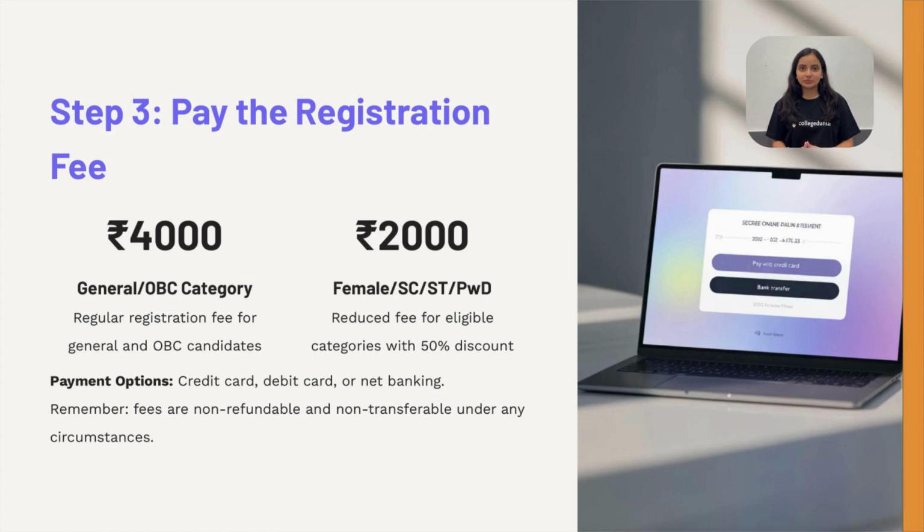Step 3 is payment of fees. For general and OBC candidates, the fee is 4,000 rupees. For female, SC, ST and PWD candidates, it is 2,000 rupees. Payments can be made through credit card, debit card or net banking. Please note, all fees are non-refundable and non-transferable.